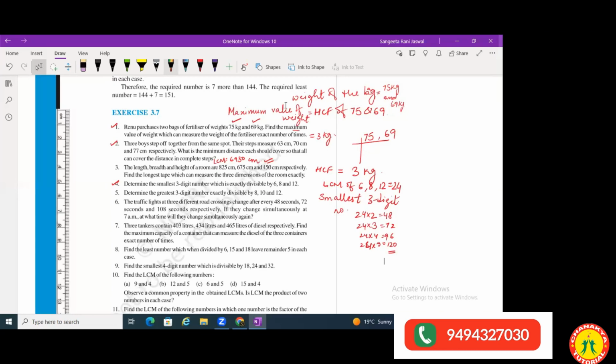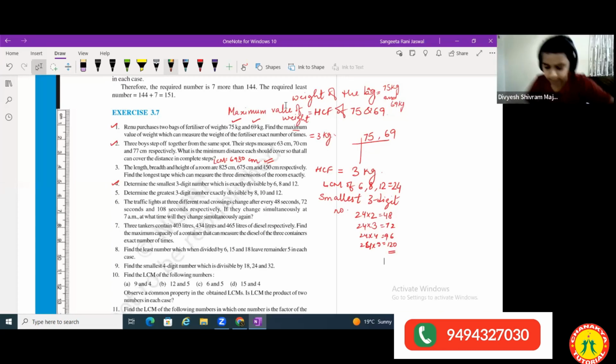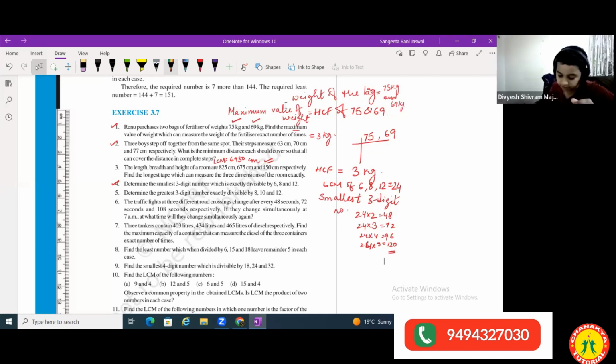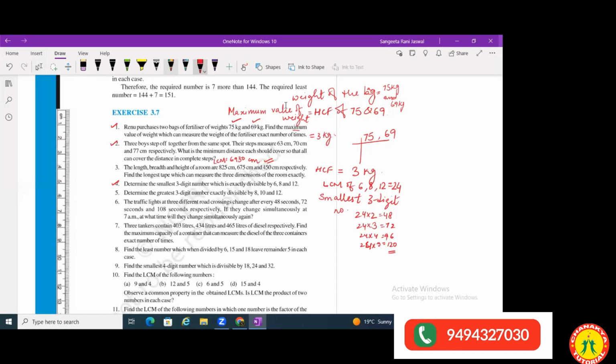Who is this? Divesh? Yes, tell me. Okay, ma'am. The LCM is 24 and the smallest three-digit number is 100. So when we divide 100 by 24, we get the remainder as 4. So we need to subtract 4 from 24 and add it to the 100. So the answer is 120. Okay.